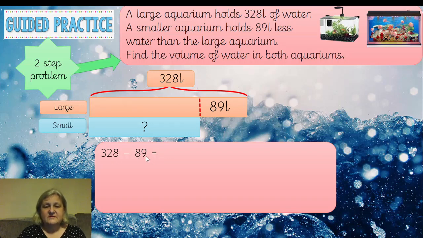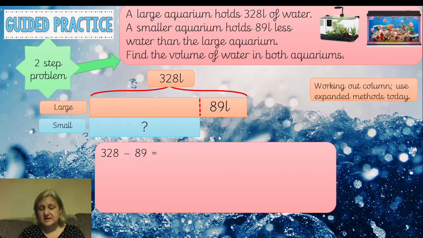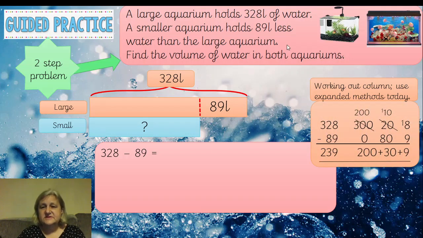It's not impossible, but for this one I'm going to do an expanded method using my working out column. So I'm going to put the numbers in first of all, one over the other with a subtraction symbol. I've lined these up, so I've got the ones underneath the ones, the tens underneath the tens, and this one's got no hundreds, so I just put a nothing there. And then I partition out, so I've got 300 and 20 and 8, and I've got 89, which is 0 and 80 and 9. I'm not putting the add signs in because it gets confusing, but we do it on the bottom line.